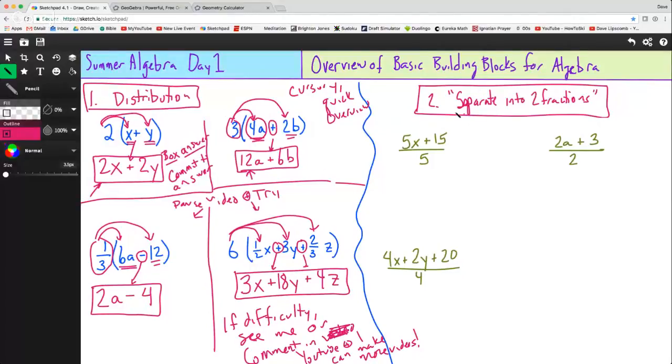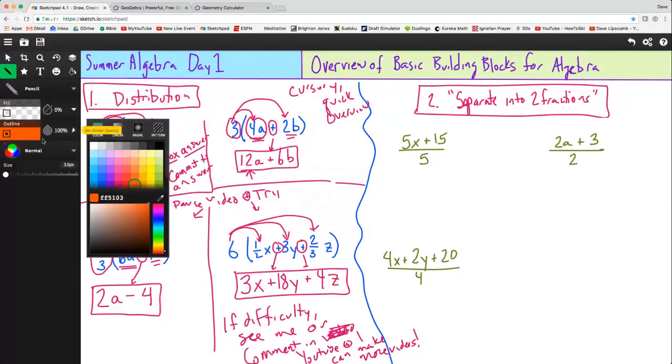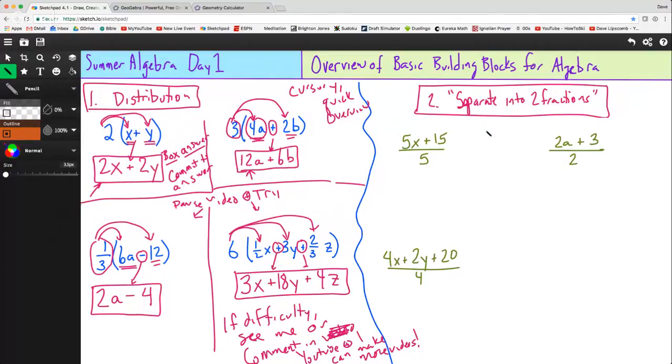Okay, now we're on to the second topic. The second topic here is separating into 2 fractions. So here the idea is, what is (5x plus 15) over 5? There are some mistakes that students will make, and sometimes they'll just say, well, that's equal to 5x over 5, or x plus 15. They'll do that. That's wrong.